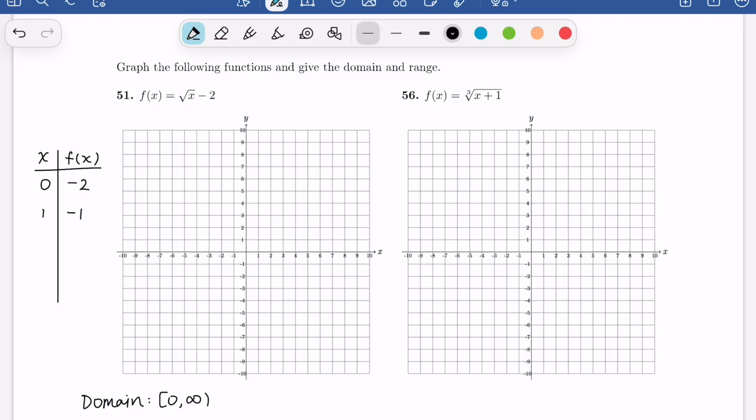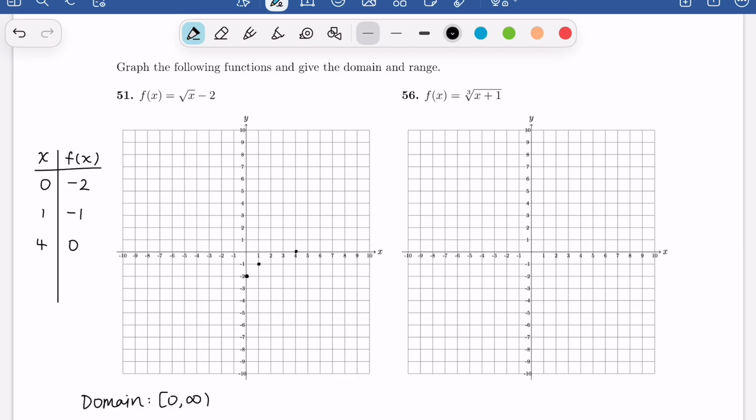Let's pick another nice number here. If we were to plug in, let's say 4 into this function, we know that the square root of 4 is going to give us 2. We'll subtract 2, and that'll give us 0. So these are enough points here to kind of give us an idea of what this function looks like. We're going to go ahead and plot them. So this first one is 0, comma -2, so we're going to have a point here. The next one is 1, comma -1, so we'll have a point here. And lastly, we have 4, comma 0.